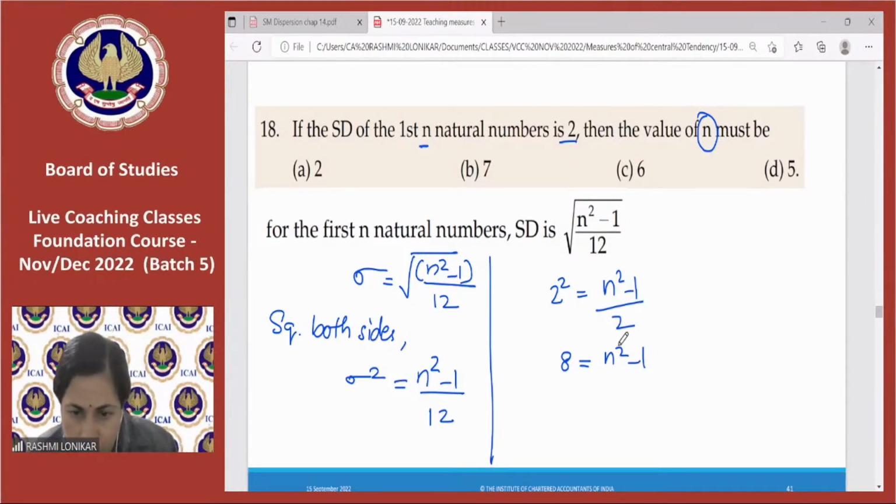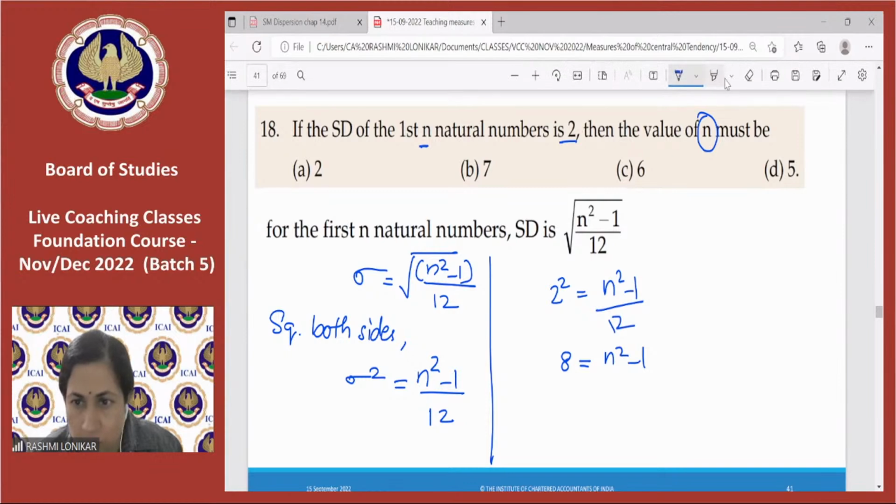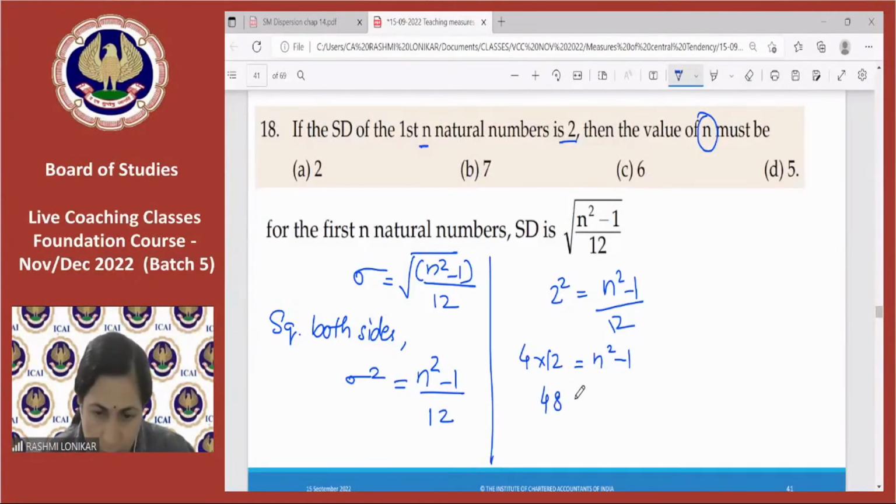Okay. Upon 12, not 2. Okay. Upon 12. N square minus 1 upon 12. So I do this, n square is 4, 4 into 12, which is equal to n square minus 1. So 4 into 12 is 48. 48 is equal to n square minus 1.